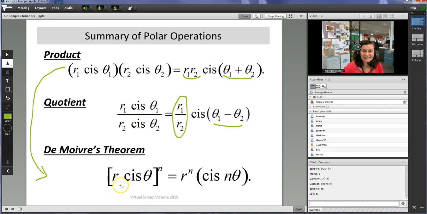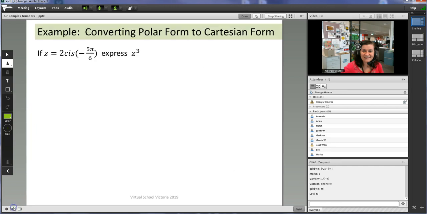Any complex number in polar form, you raise it to the power of n, the modulus goes to the power of n, and the argument is multiplied by n. And then of course you've got to adjust the argument so it's within the required domain for the final answer. Okay, so let's use it now.